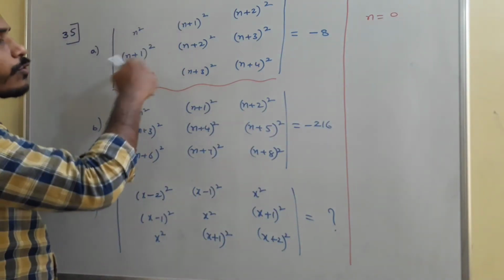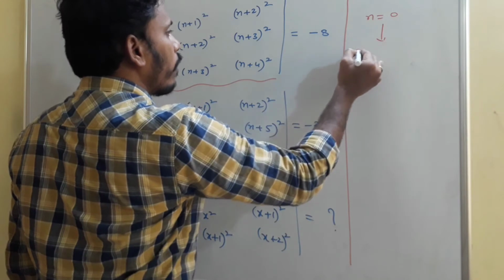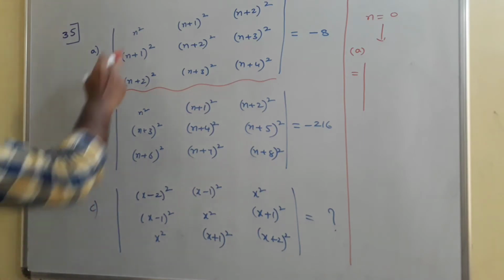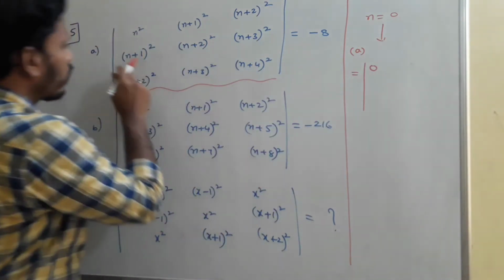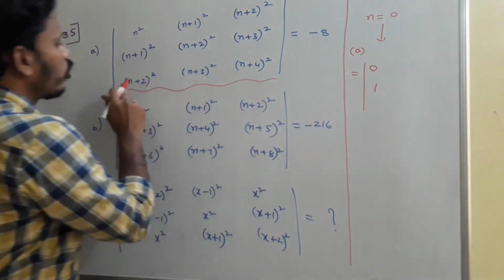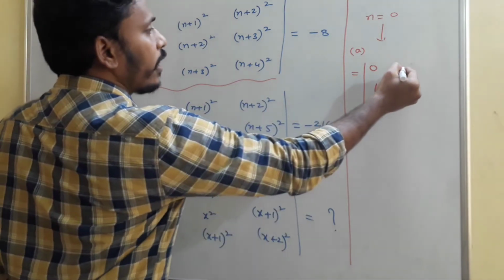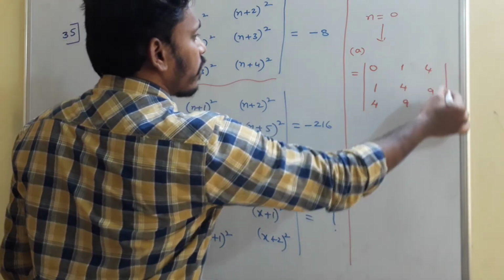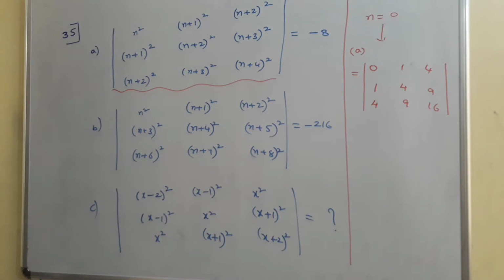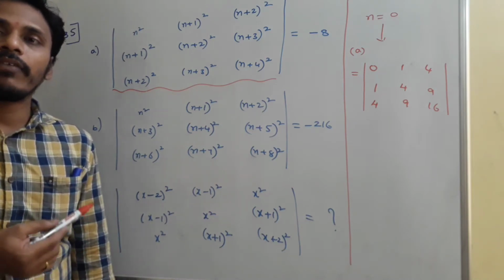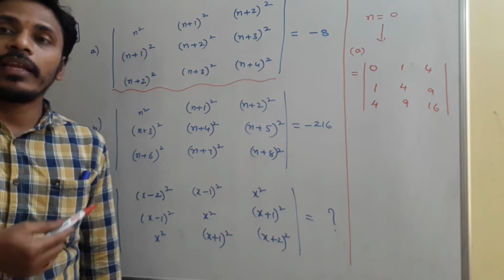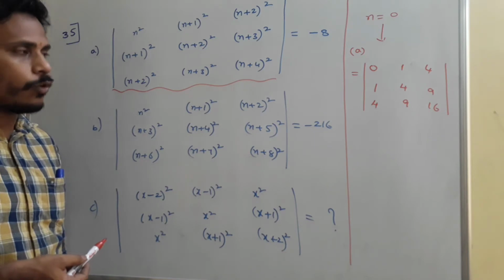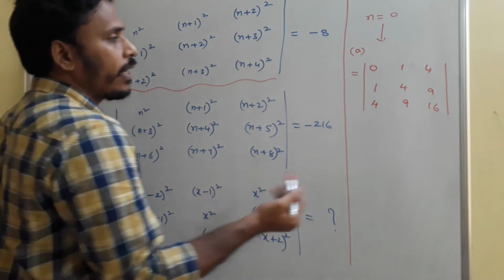If you take n equals 0, then the first determinant, problem part A, becomes like this. We are replacing n with 0. So n square is 0, 0 plus 1 square is 1, 0 plus 2 square is 4, and here it is 1, 4, 9, then 4, 9, 16. Not only 0, you may take any value in the place of n, but if n is 0 the simplification is somewhat comfortable, and that's why I chose n as 0.